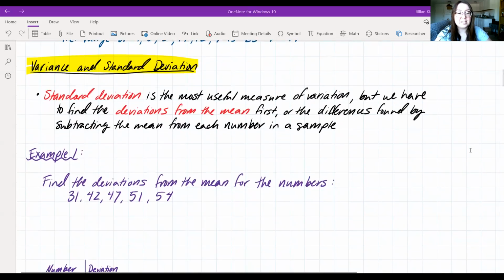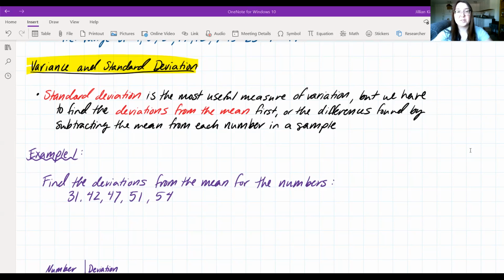Now we have variance and standard deviation. Standard deviation is the most useful measure of variation, but we have to find the deviations from the mean first, which are the differences found by subtracting the mean from each number in a sample. We're going to get much deeper into standard deviation a little bit later on. We have to build up to it. First we'll go over deviations from the mean, then variance, and then we can talk about standard deviation.